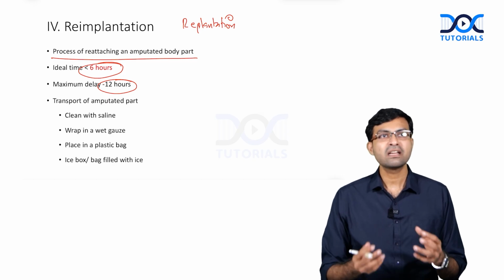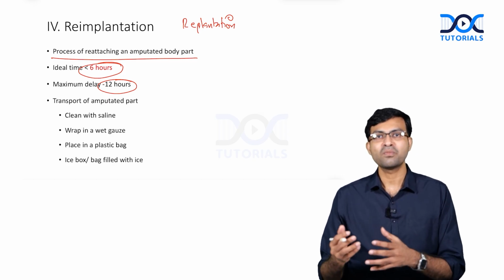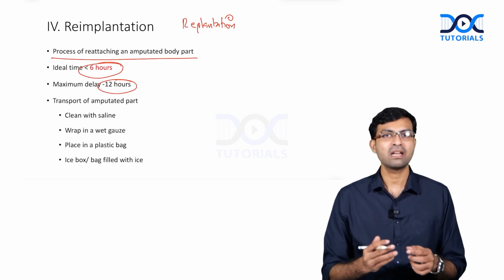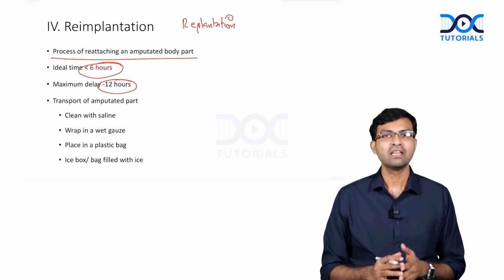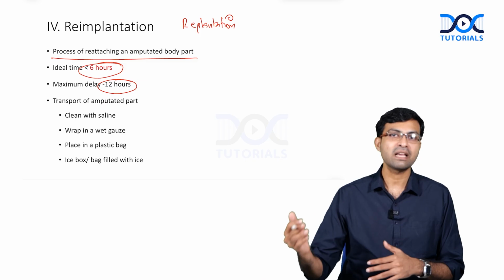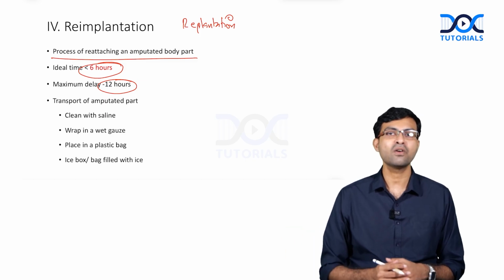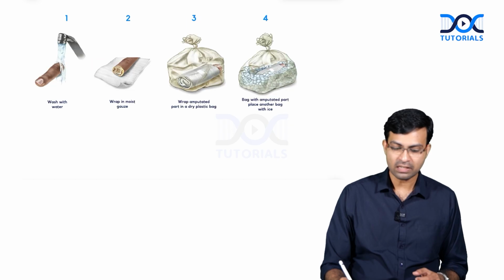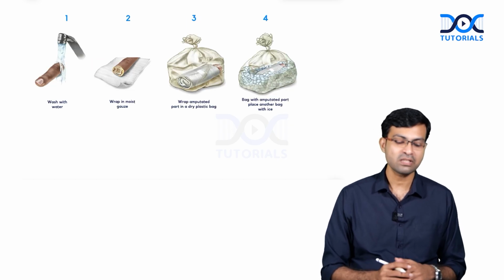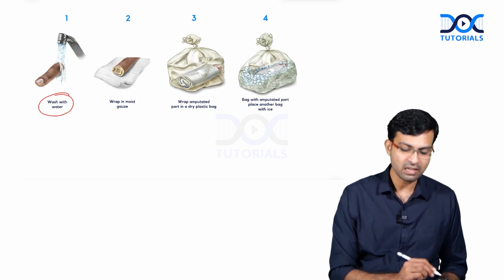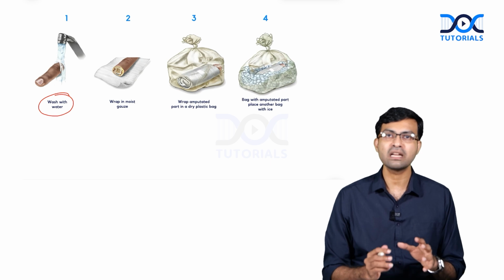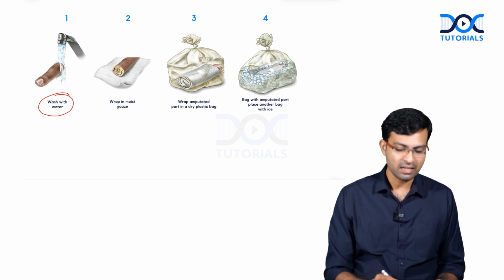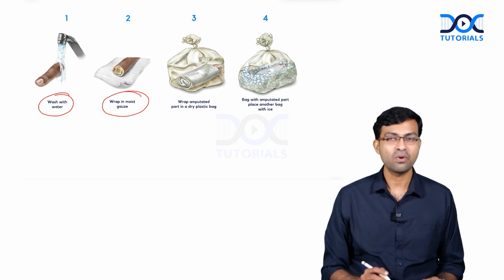Okay. So imagine a condition where you are working in a small hospital and a patient comes to you with an amputated limb or an amputated finger or something like that. Now you have to send the patient to a higher center for reimplantation. How will you send the amputated part? See, there is a series of steps that you have to take. First, you thoroughly wash the cut part, finger or amputated limb, with water and normal saline. You remove all the debris from it. Then you wrap the whole limb in moist gauze.